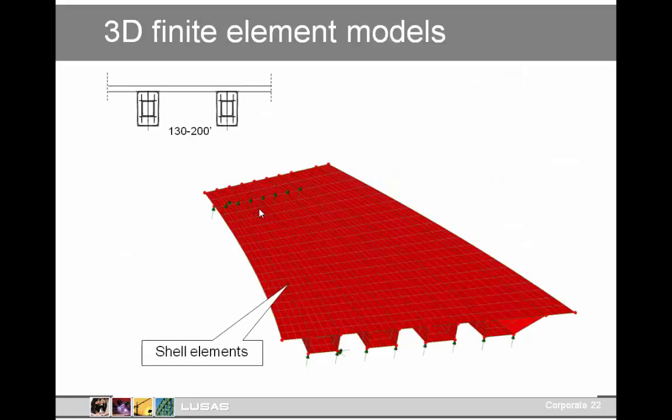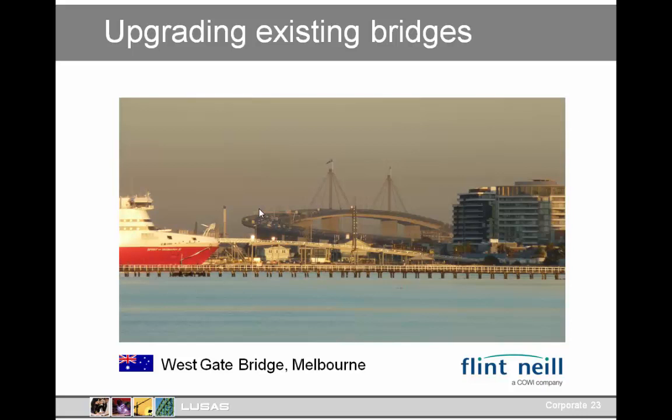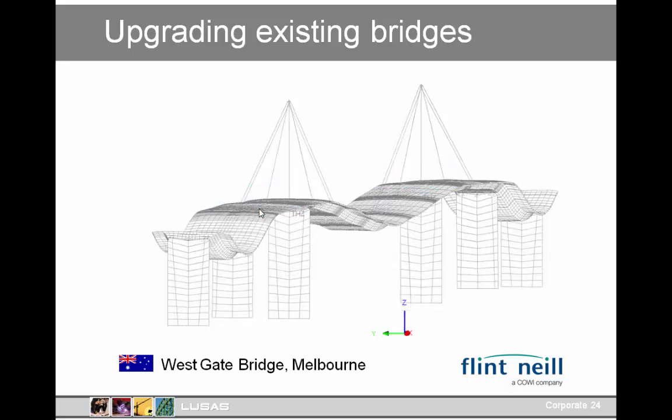For box girders, full 3D models can be constructed, perhaps using a mixture of elements or, as in this case, using only shell elements. Flint and Neal used a 3D finite element analysis for their rating and subsequent upgrade work on the Westgate Bridge in Melbourne, Australia. This single 3D finite element model was used for all the initial rating, new traffic loading, and design of modifications, construction phases, and construction loadings.